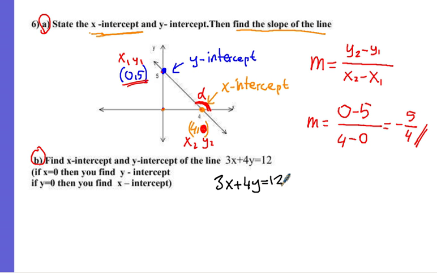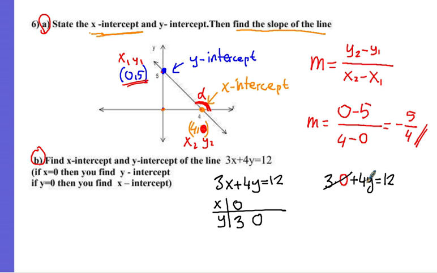Okay, when we have 3x plus 4y is equal to 12, I can use this table to show the points. If x is equal to 0, when I substitute 0 for x, so 3x means 3 times 0, plus 4y is equal to 12. So 3 times 0 is 0, 4y is equal to 12. From here, y is equal to 3. 4 times 3 is 12.